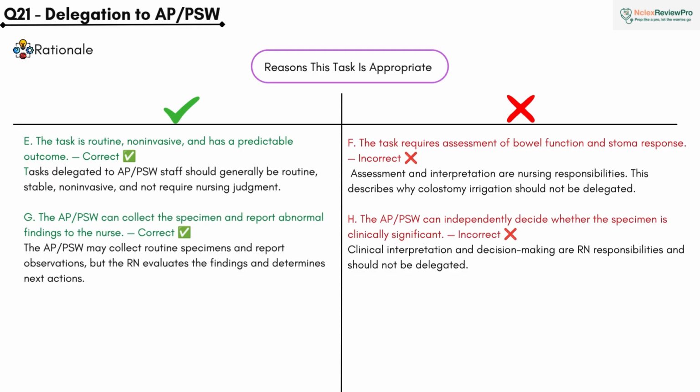Option F is incorrect because assessment of bowel function and stoma response describes nursing judgment. That is why colostomy irrigation should not be delegated. Option H is incorrect because the AP or PSW cannot independently decide whether a specimen is clinically significant. Interpretation and decision-making belong to the RN.